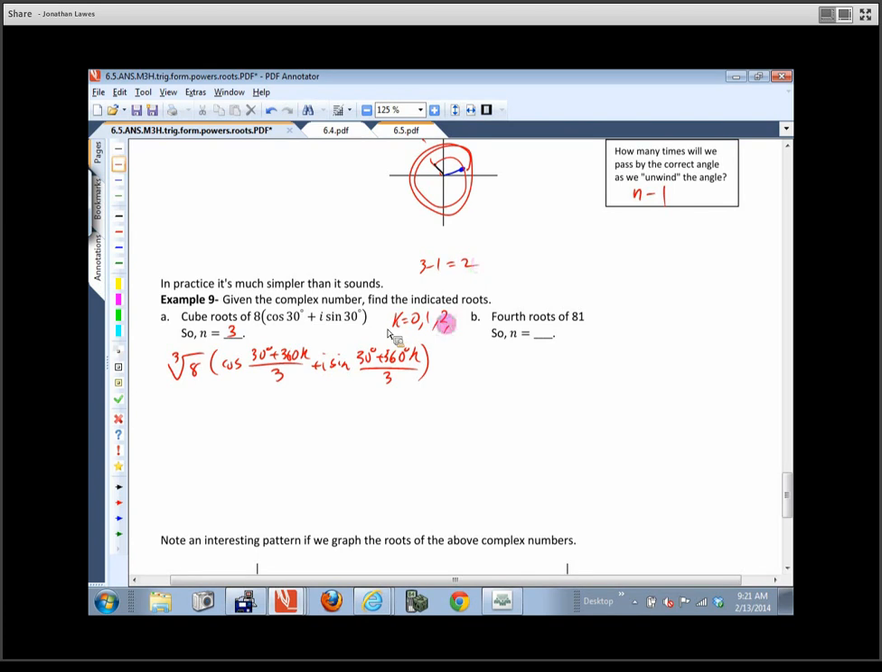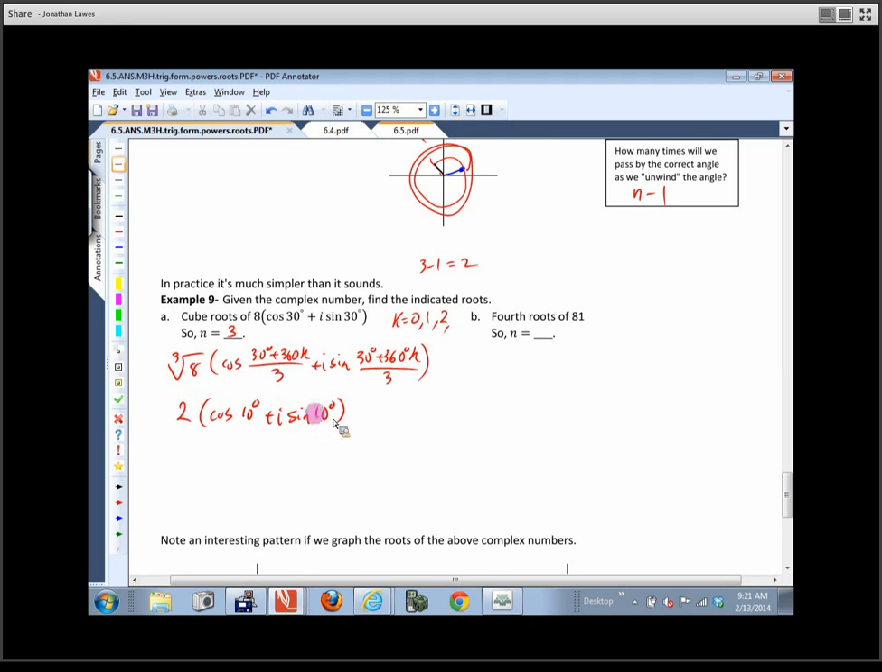So how many cube roots am I going to get? 1, 2, 3. I'm going to get 3 cube roots. If I do 4, I'm going to get 4 fourth roots. If I do 8, I'm going to get 8 eighth roots, and so forth. Okay? So here's what I get for the radius. I get 2, and then I get cosine of, if I plug in a 0, I get 30 divided by 3, so that's going to be 10 degrees.